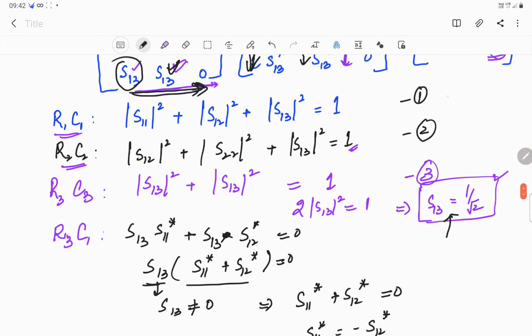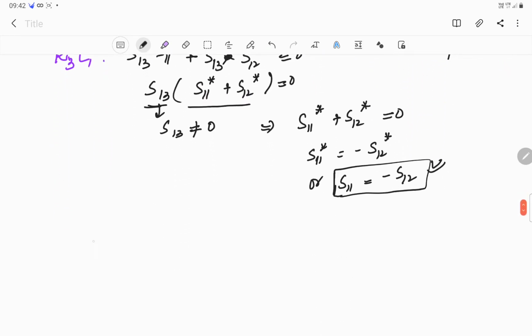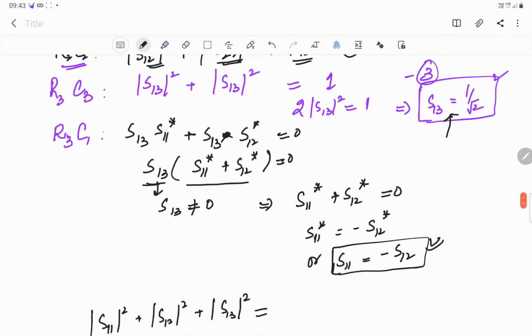Further, if we look at equations 1 and 2, on the right hand side of both these equations we have 1. So their left hand sides must be equal. So I can equate the left hand sides of equations 1 and 2. That means S11 square plus S12 square plus S13 square is equal to S12 square plus S22 square plus S13 square.